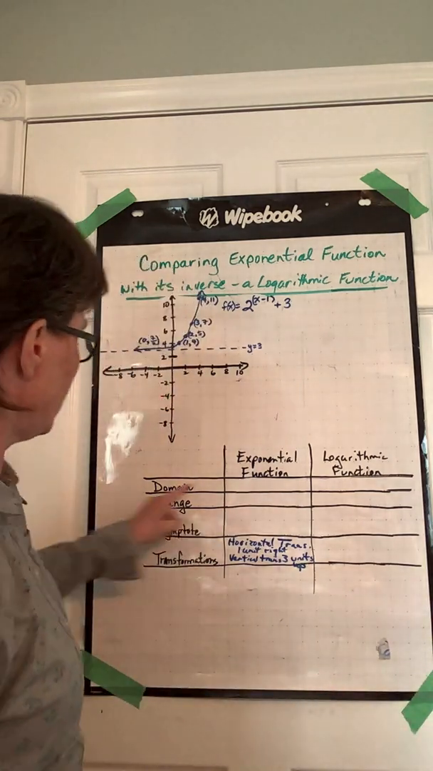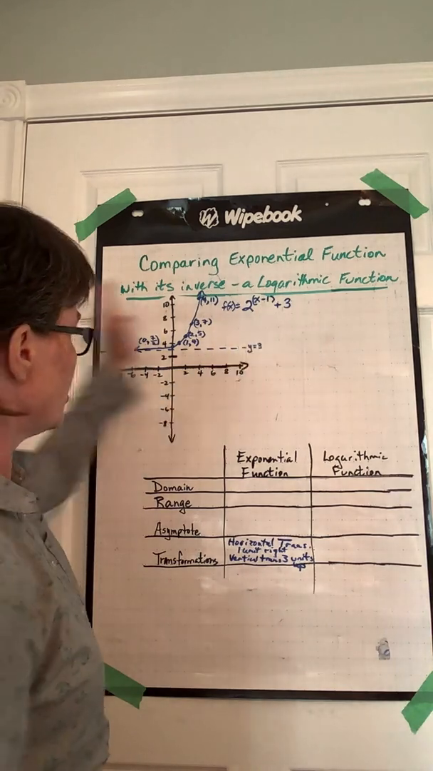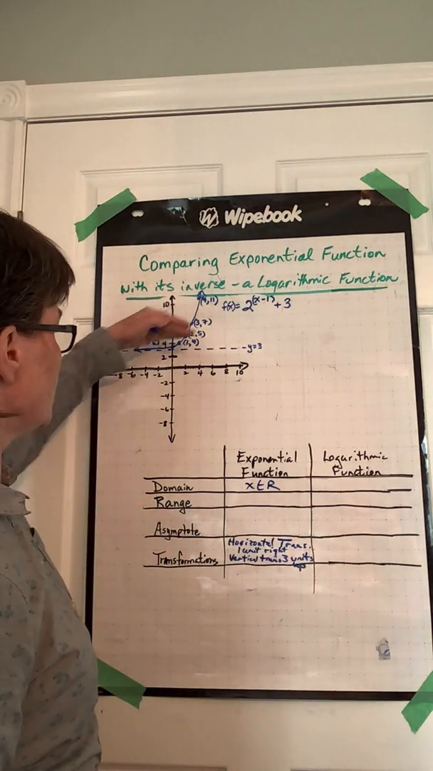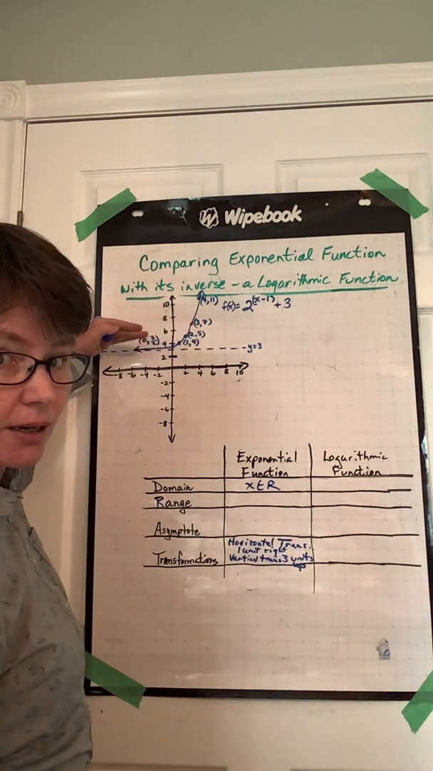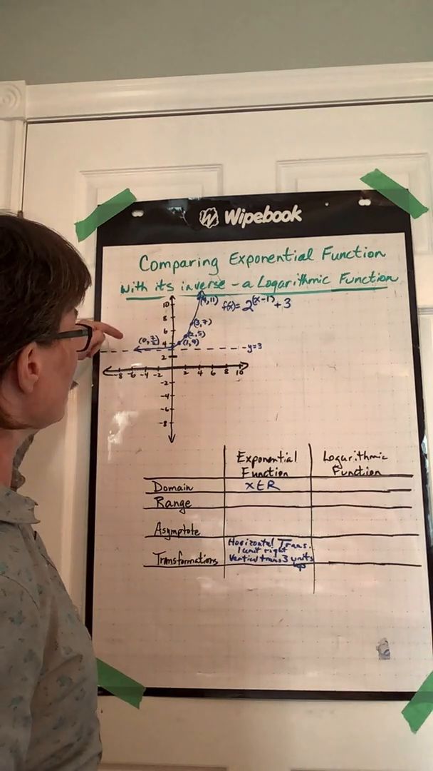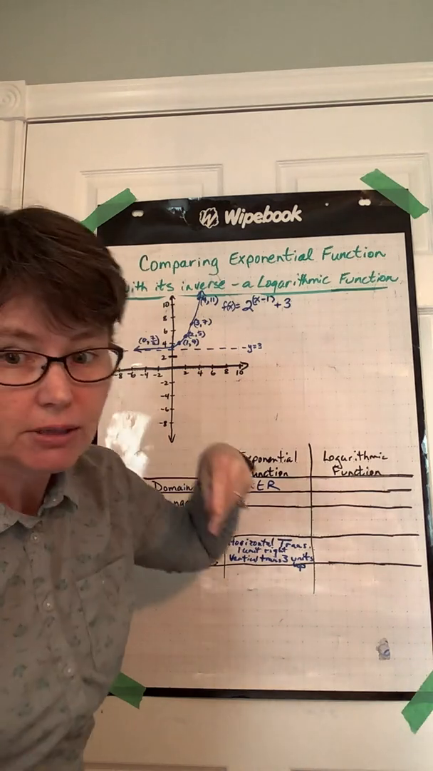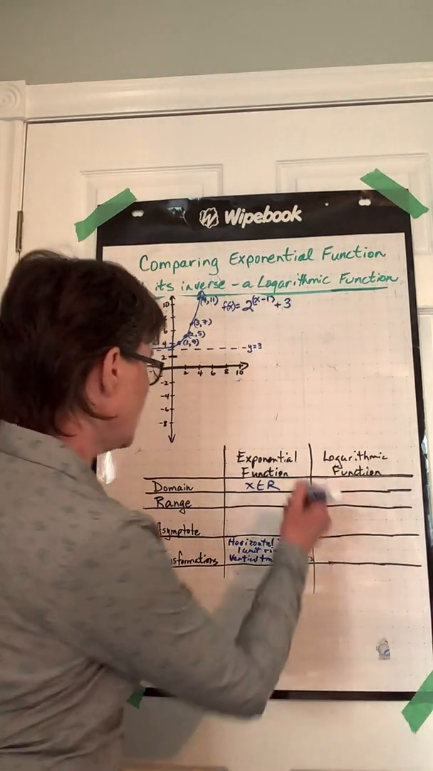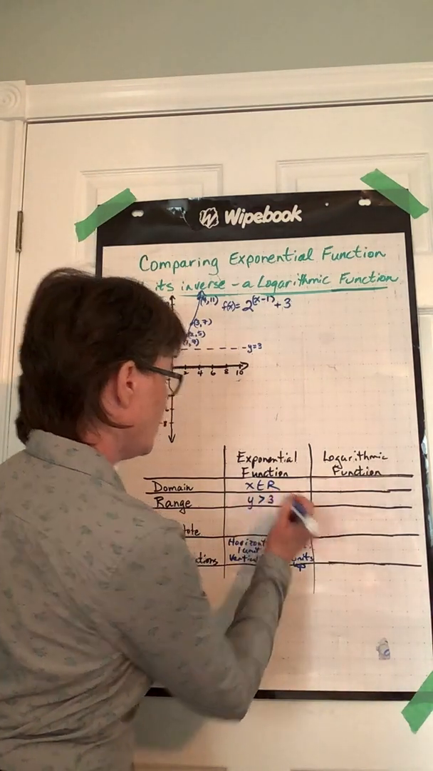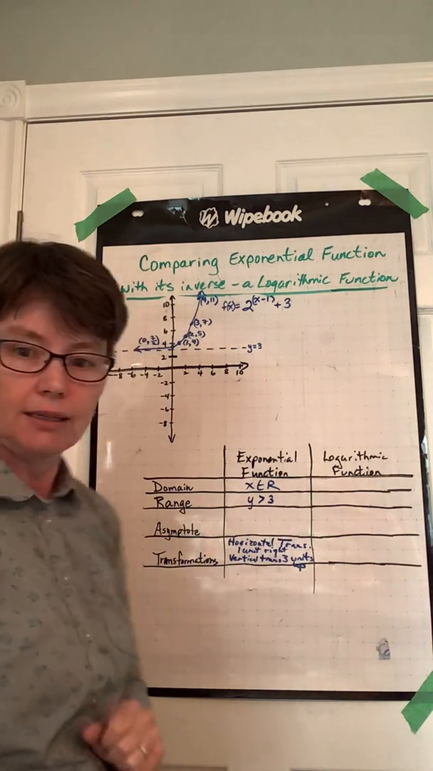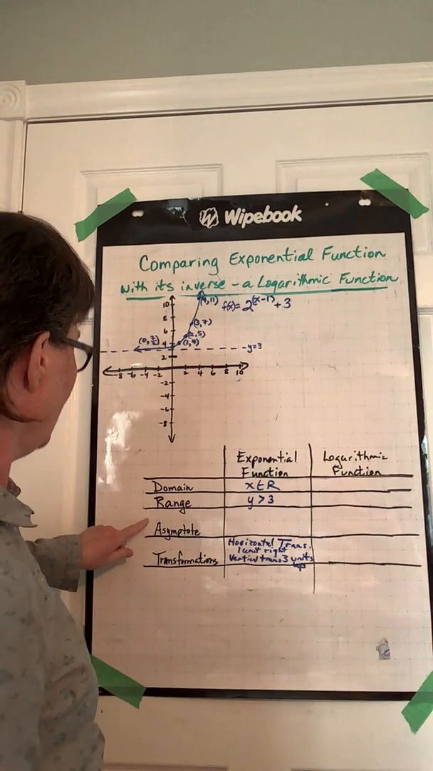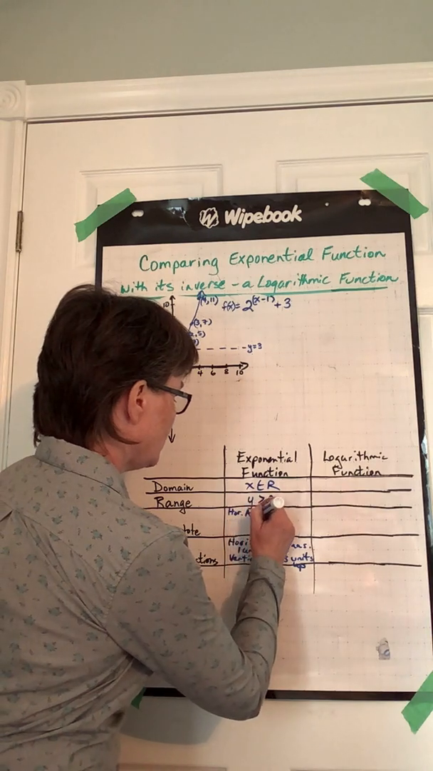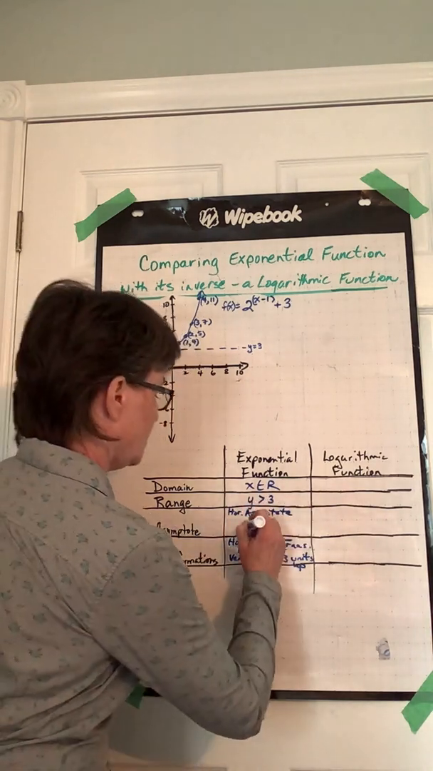Let's talk about these down here first. The domain of this function is x is an element of R, all real numbers. The range: the smallest y value is almost 3, not quite 3, but 3.0000000000001, for instance, and all the way to infinity. So y is greater than 3 is the range. Sorry about that, there's a helicopter going over top of us right now. And the asymptote is a horizontal asymptote, and the equation of that horizontal asymptote is y equals 3.